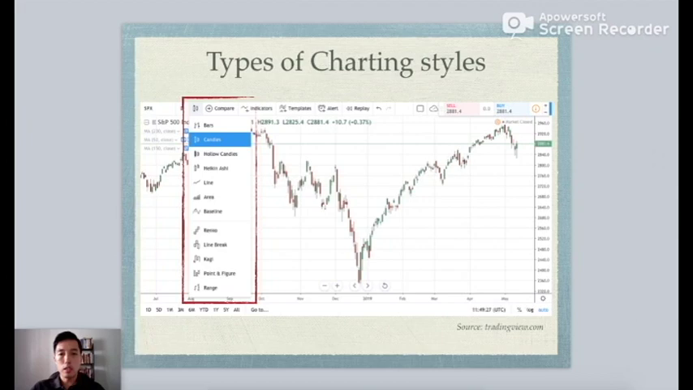Some of the things you need to take note of is that when it comes to charting, there are a lot of different kinds of charting styles.